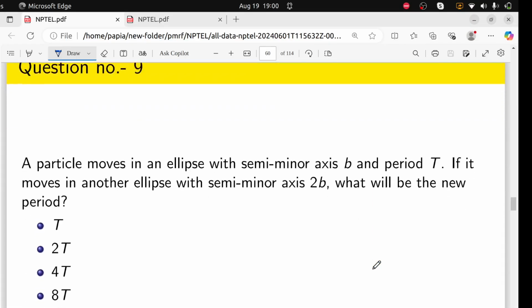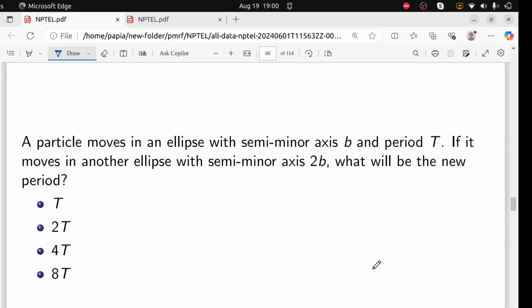Okay. Now coming to the 9th question. A particle moves in an ellipse with semi-minor axis B and period T. If it moves in another ellipse with semi-minor axis 2B, what will be the new period? Okay, to get the answer, we just need to do one thing.